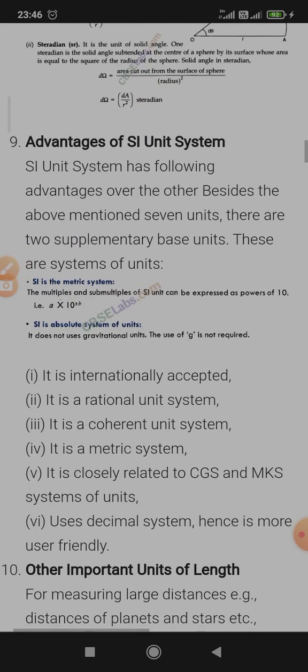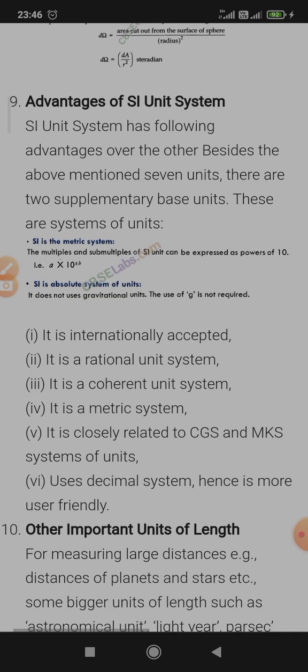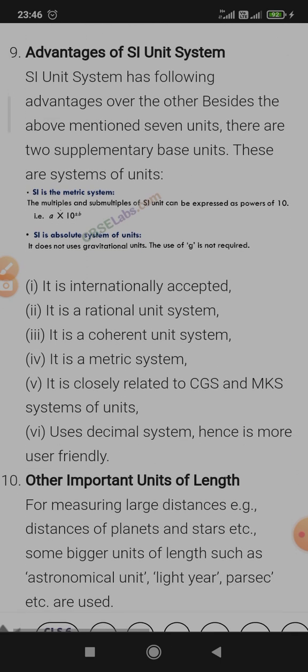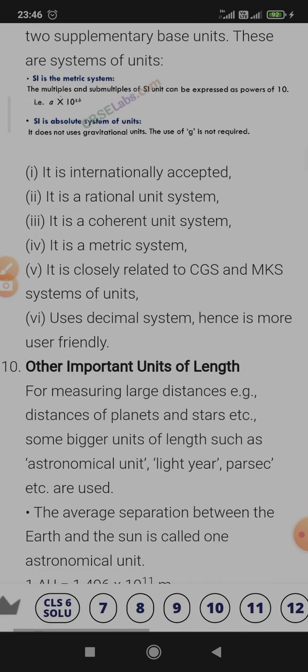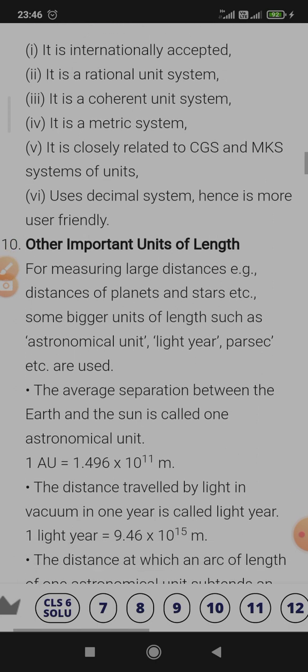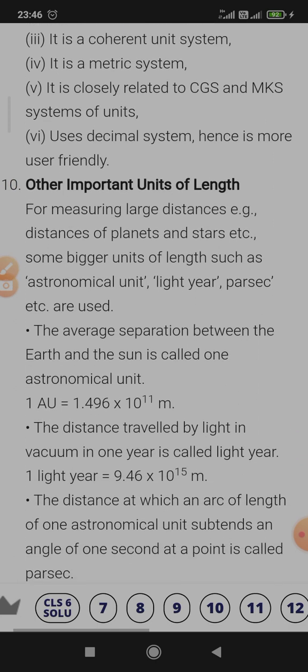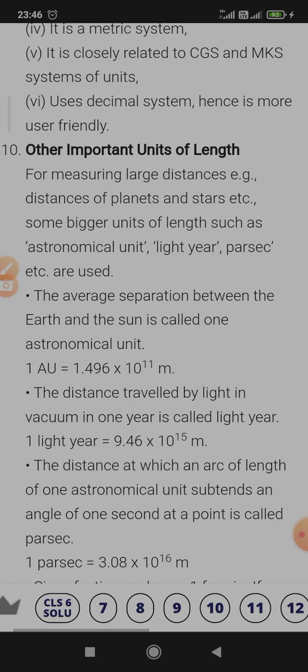Advantages of SI unit system. They are internationally accepted. Rational unit system, coherent, metric, closely related to CGS and MKS. Uses decimal system, hence is more user friendly.